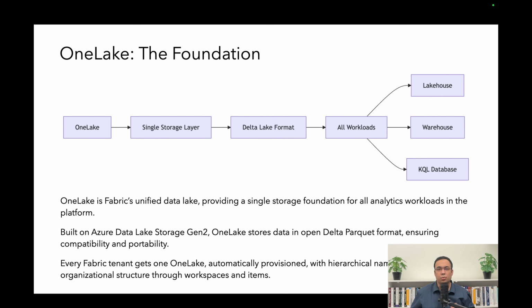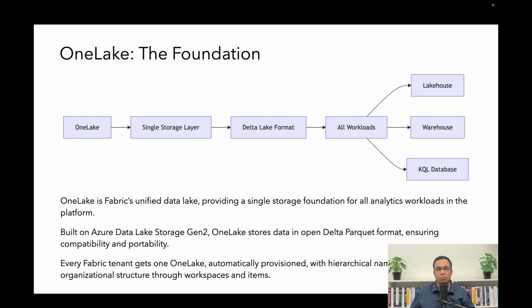But critically, OneLake stores data in open Delta Parquet format. This is important for two reasons. First, it ensures compatibility with a wide range of tools outside of Fabric. Second, it provides portability. Your data is not locked into a proprietary format. Every Fabric tenant gets one OneLake automatically provisioned when you start using Fabric. You don't have to set up storage accounts, configure access for them, or manage infrastructure.